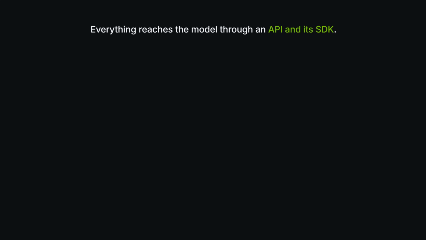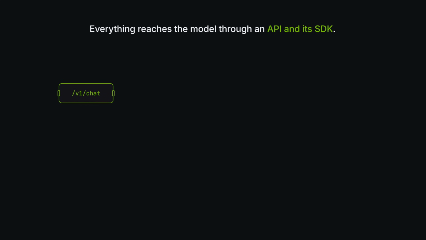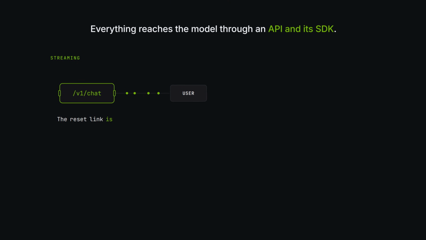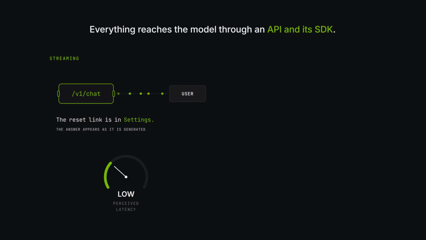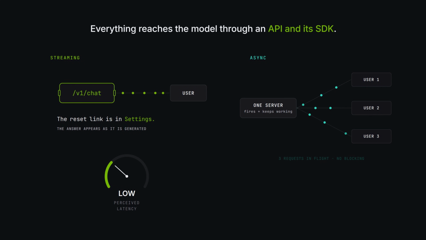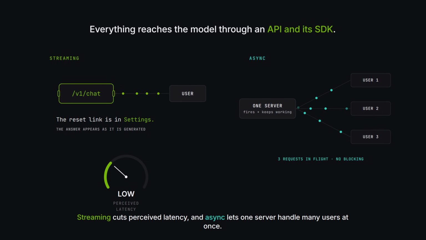All of it reaches the model through an API and its SDK, and 2 calling patterns show up on the exam. Streaming sends tokens as they are generated, so the user sees the answer appear rather than waiting for the whole thing, which cuts perceived latency. Asynchronous calls let your program fire off a request and keep working instead of blocking, which is how one server handles many users at once.